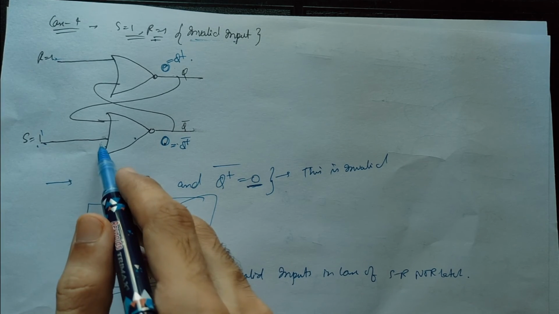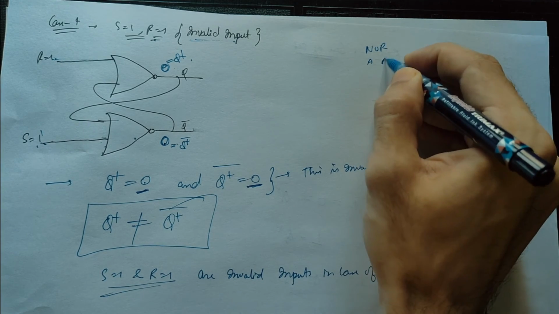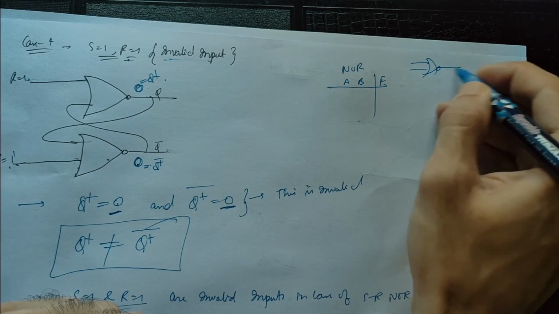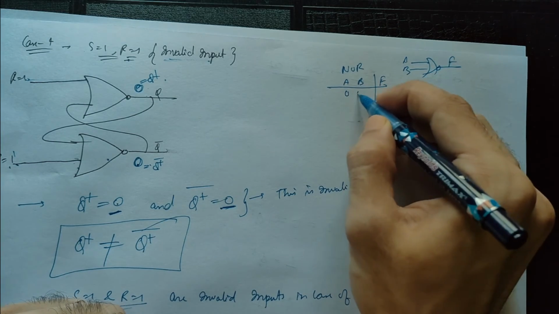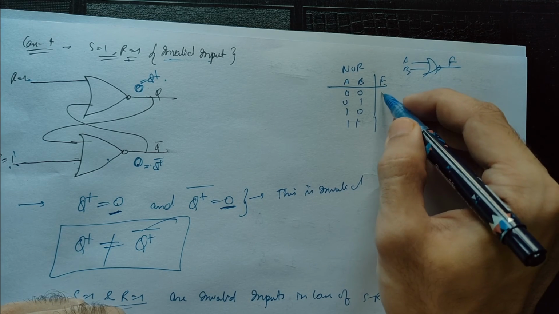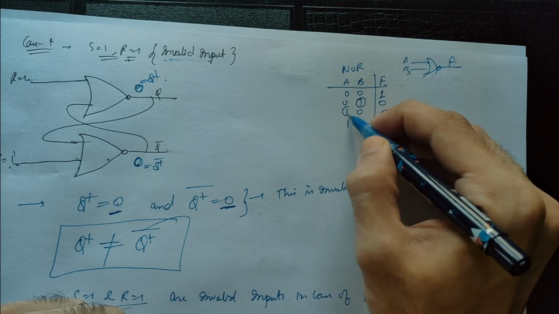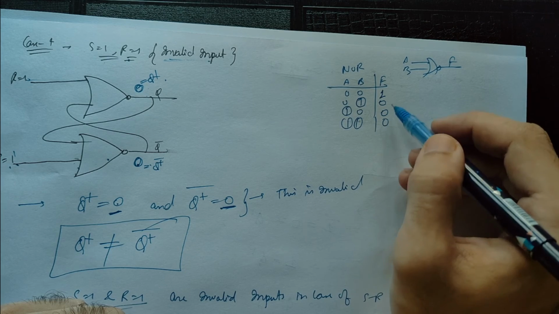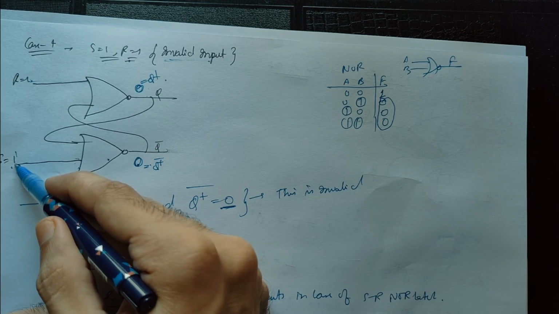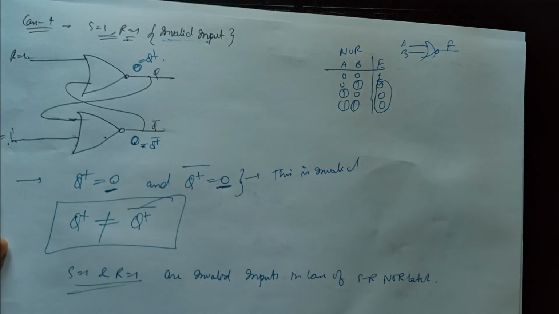I will also explain why one of the inputs of the NOR gate leads to output 0. See, the truth table of NOR, with A, B, and F. This is our two input NOR gate, with inputs A, B and output F. The inputs are 0 0, 0 1, 1 0, 1 1. For 0 0, the output is 1. For 0 1, it is 0, for 1 0 it is 0, and for 1 1 it is 0. When one of the inputs or both the inputs of a NOR gate are high, then the output is always 0. Here one of the inputs is high, so we don't care what the other input is, the output would always be equal to 0.